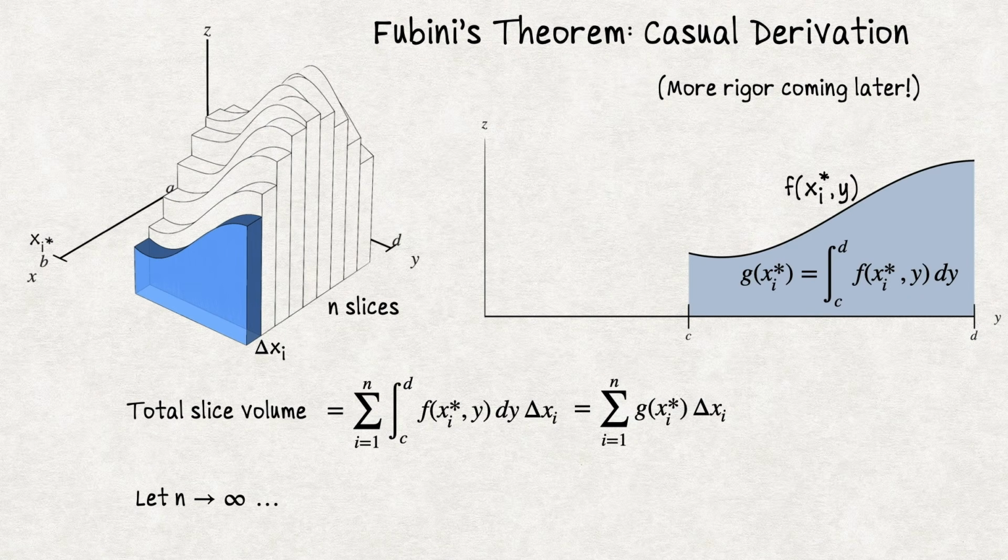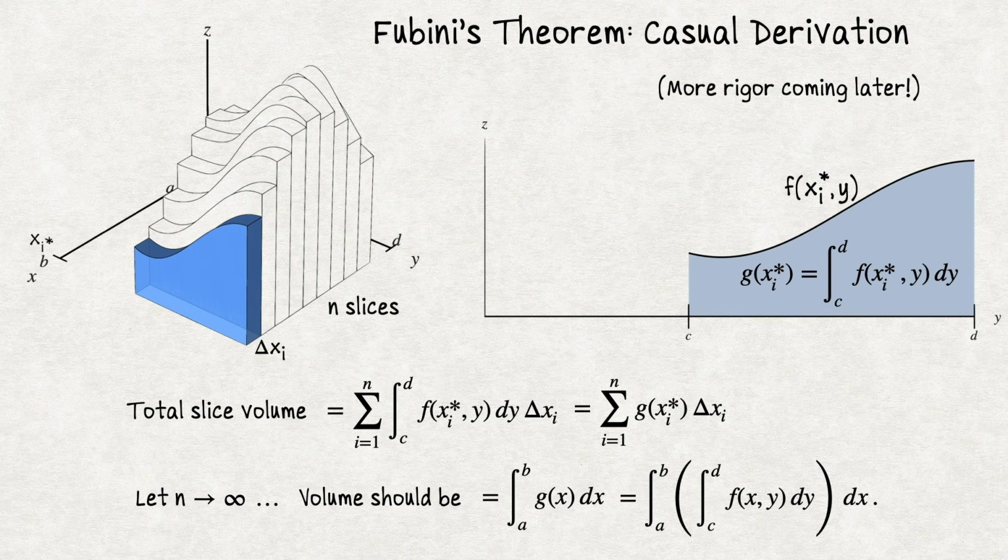So if we imagine slicing more and more, letting our bread slices get thinner and thinner and the number of our slices grow larger and larger, we would be more and more finely approximating the volume enclosed under the graph of f. Computationally, we would expect our Riemann sum expression here to turn into the definite integral from a to b of the function g of x integrated with respect to x. But then what is g of x? It's an integral of f of x and y just with respect to y.